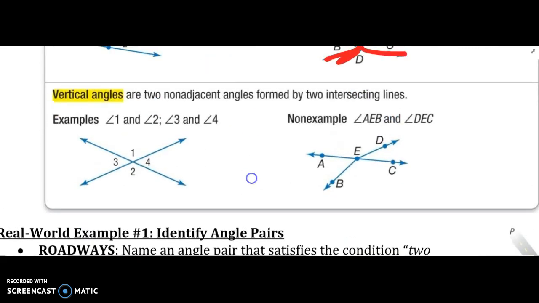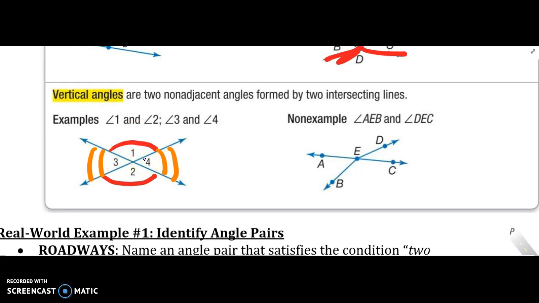Vertical angles. I like to think of V's for vertical. It's like I have two V's. Vertical angles are non-adjacent, so they're not beside each other. They're actually across from each other. So I have two intersecting lines here, and angle 1 and angle 2 are vertical. Angle 3 and angle 4 are vertical. So they're across from each other. They don't have to be just vertical, they can be horizontal.